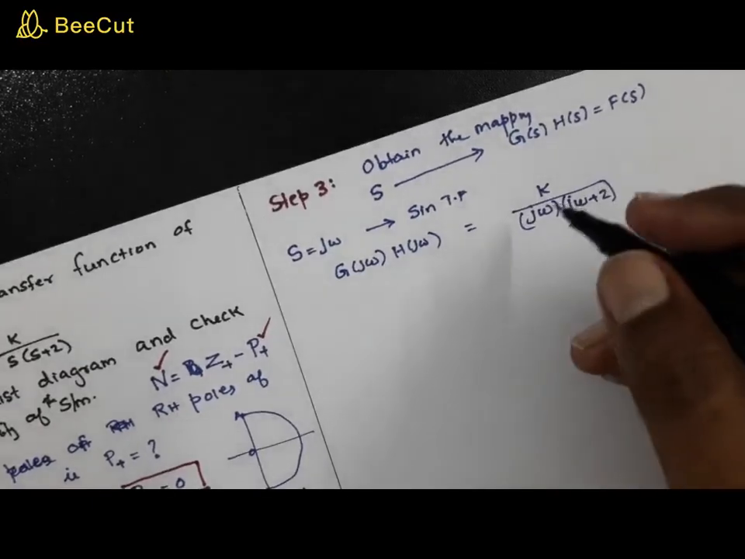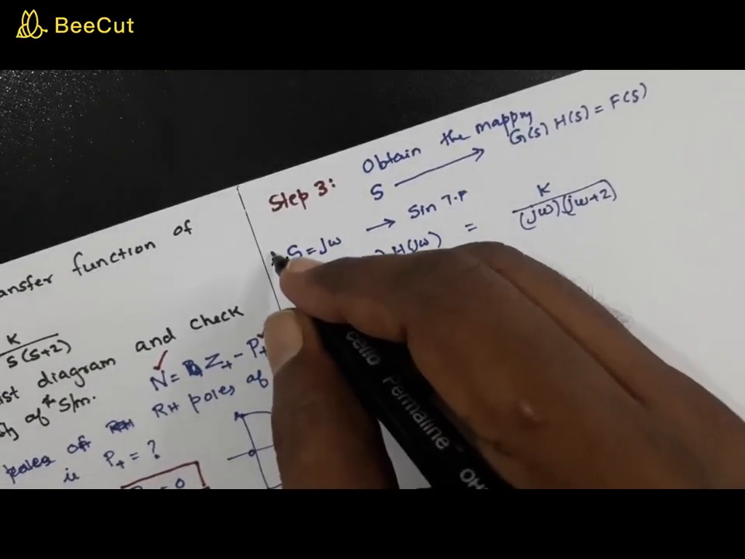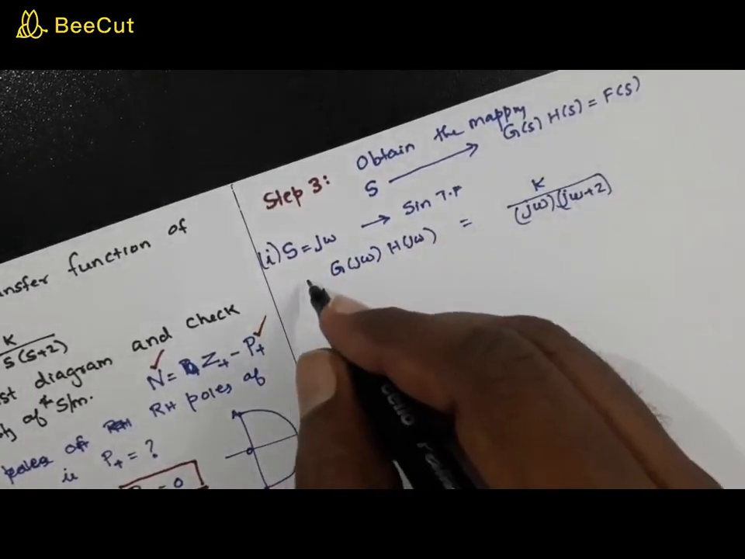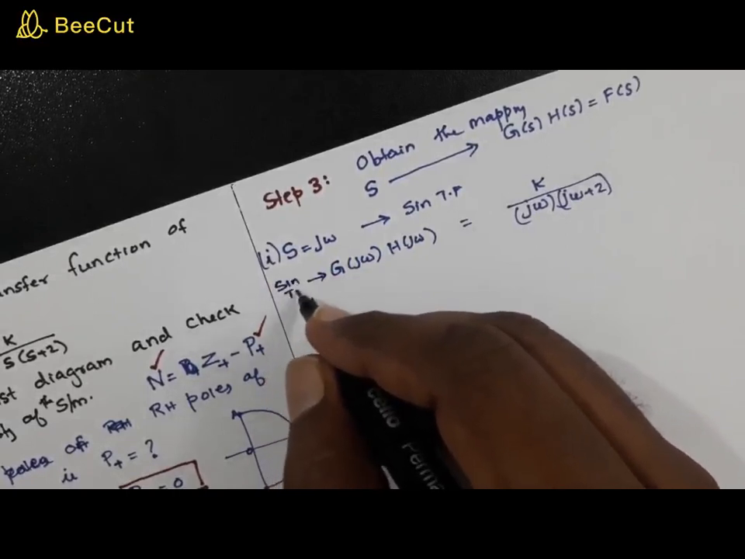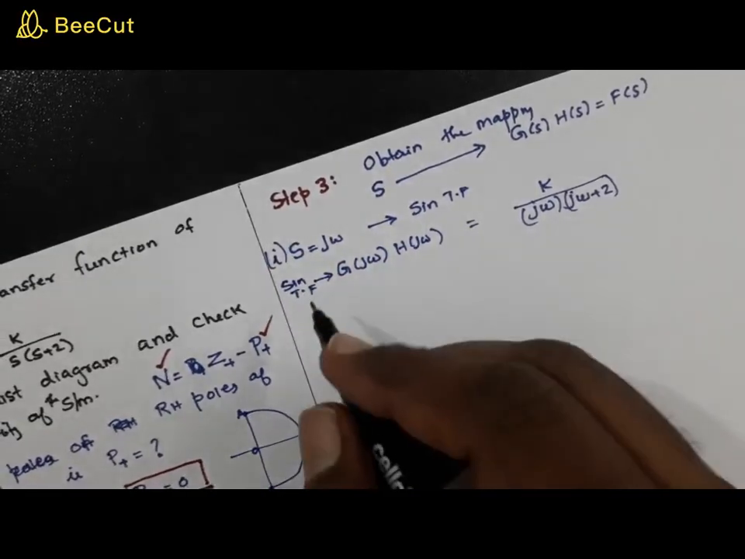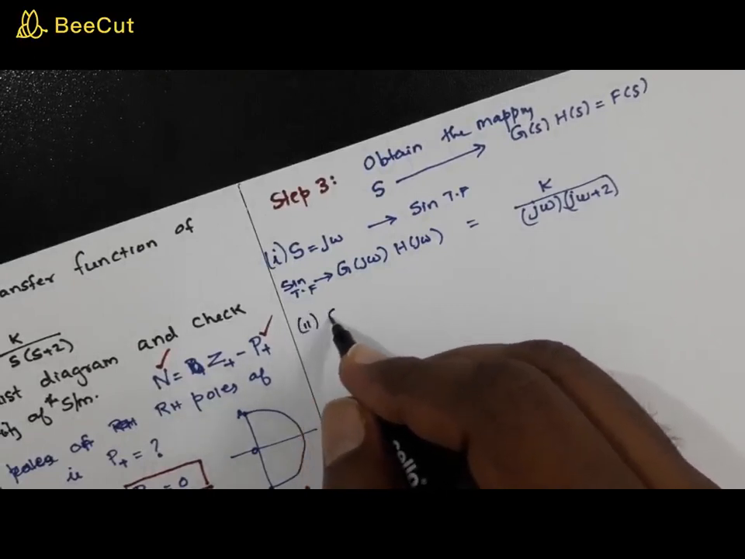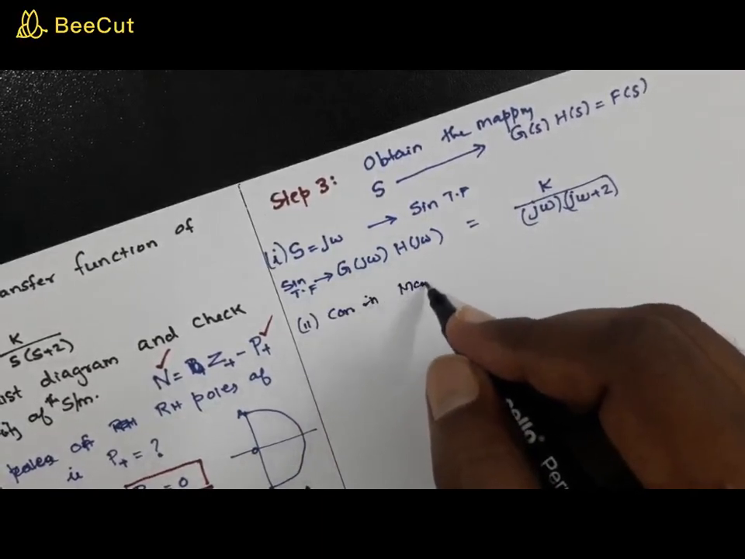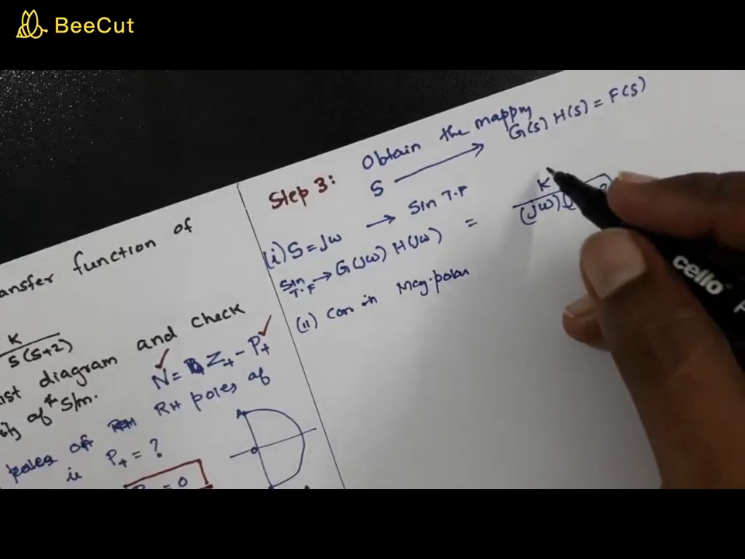Now, the next step is, so this is step 1, sub-step, okay? Next is, putting s equal to j omega, it gets converted into a sinusoidal transfer function, right? Now, after finding the sinusoidal transfer function, the second step is to convert it into magnitude polar form.